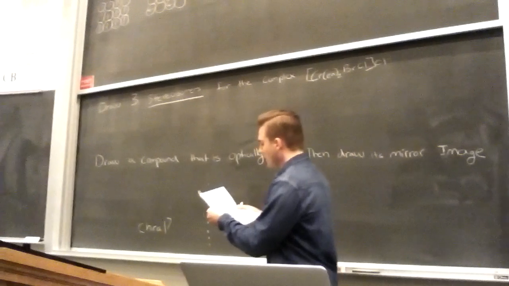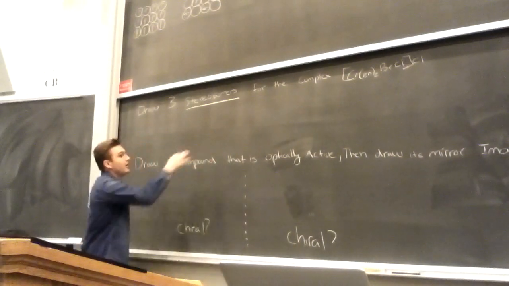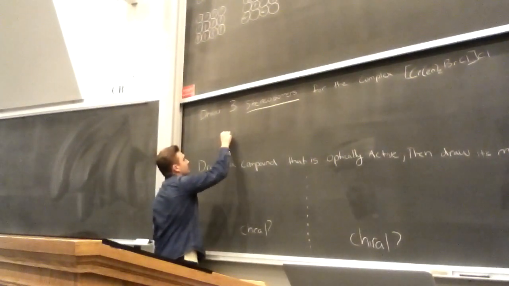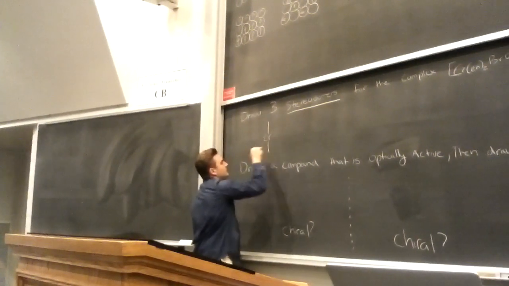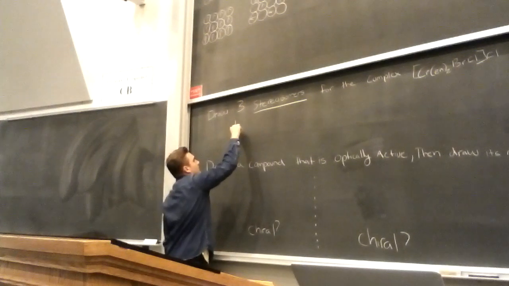So the first one, I just want to throw down my center atom right here, my chromium, and then I know that it's going to be drawn like this.